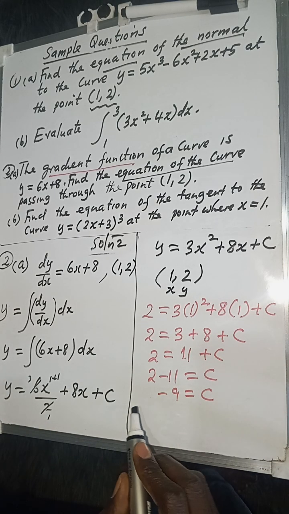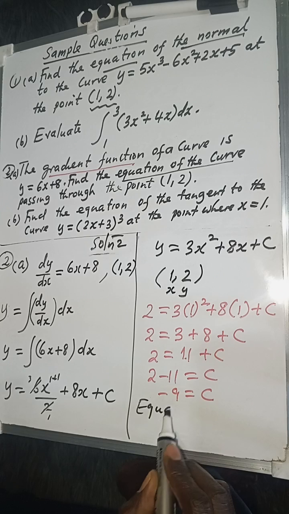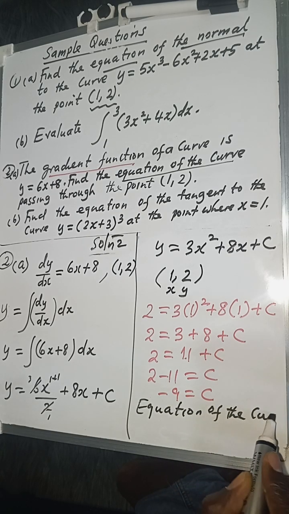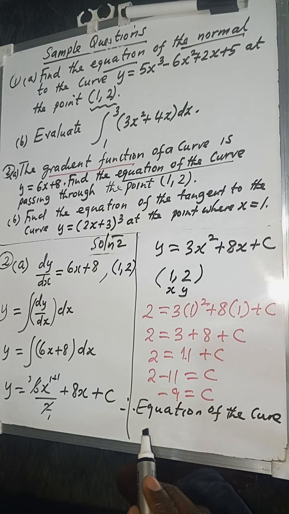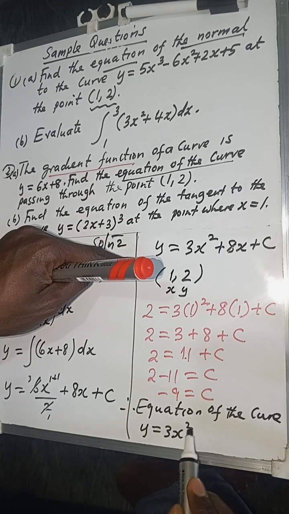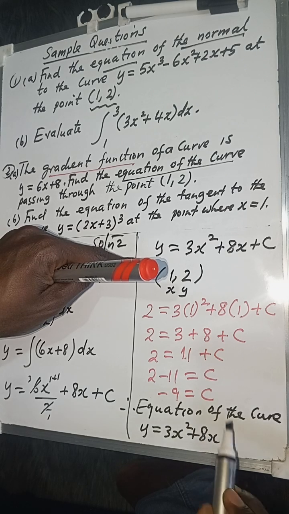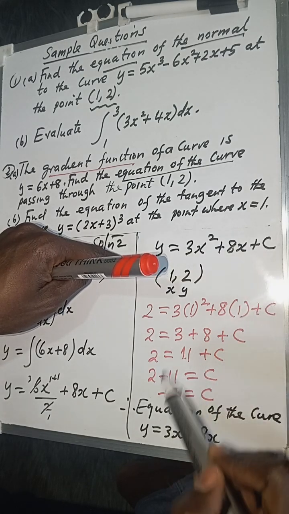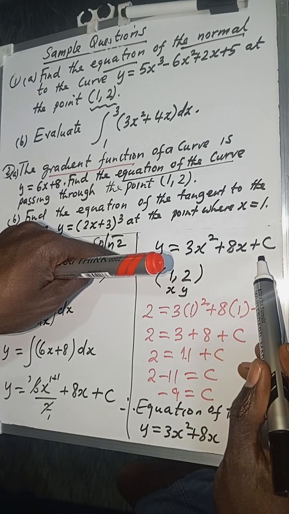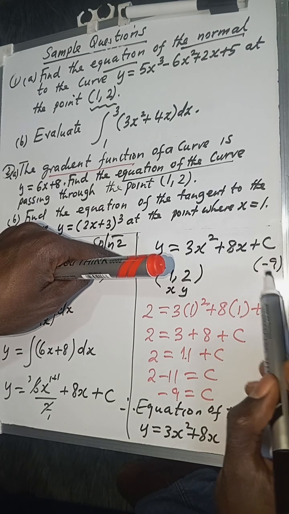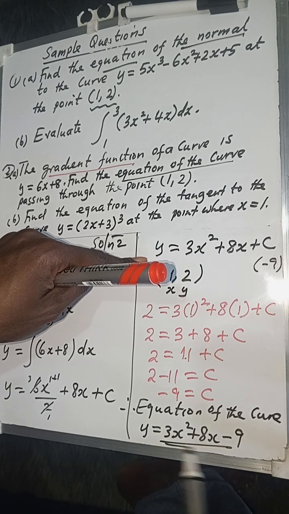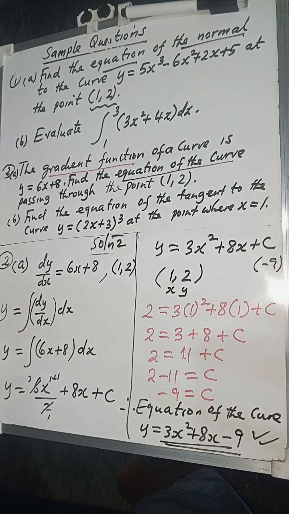So now it simply means that, when we find the c, the equation of the curve will be y is equal to 3x squared plus 8x. And what is our c? Remember, it is negative 9. So it will be minus 9. So this is the equation of the curve.